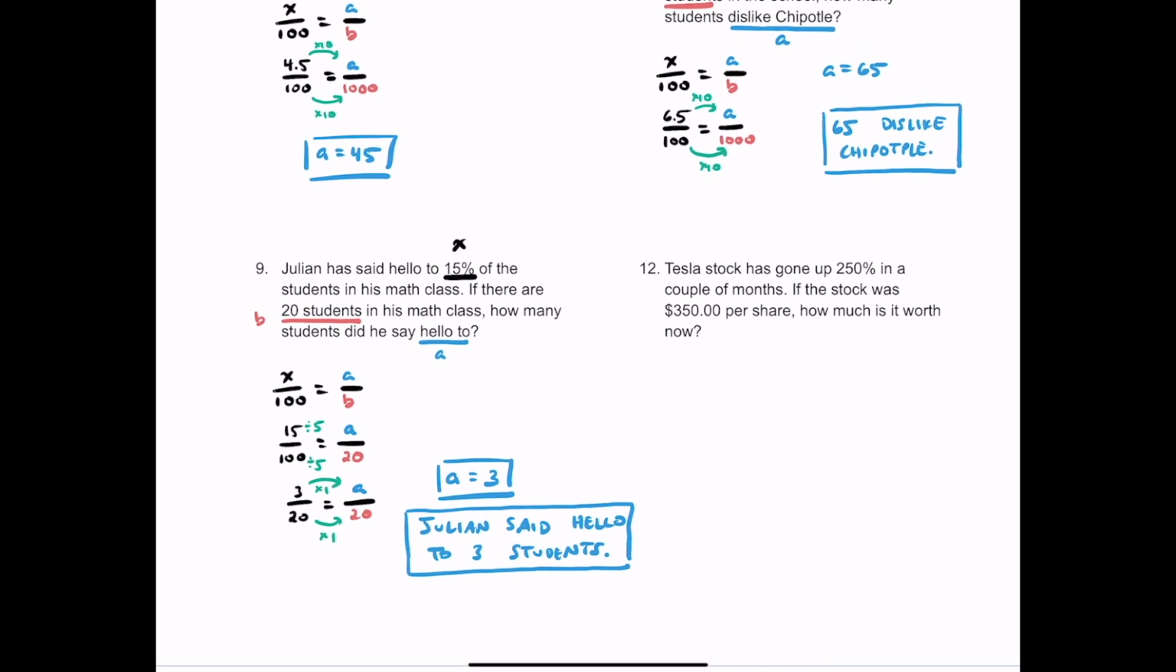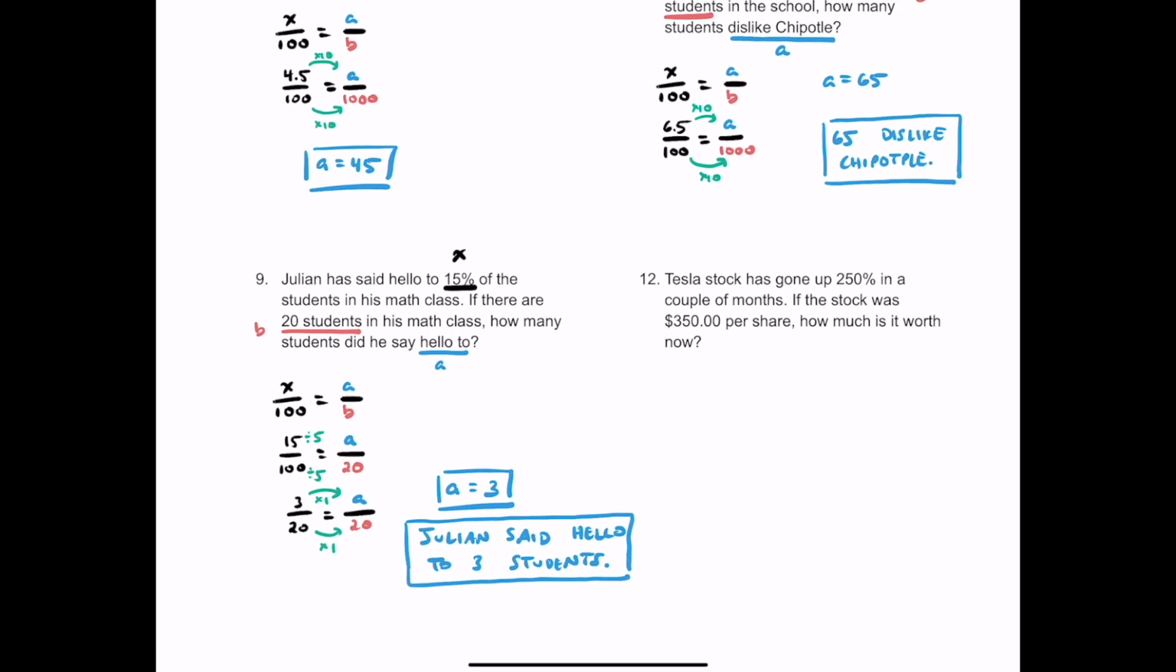Moving on to this last question in this part. Number 12, Tesla stock has gone up 250% in a couple of months. If the stock was $350 per share, how much is it worth now? So 250% in a couple of months, so X is going to be that value here. And it says if the stock was worth $350 per share, that's going to be in the past. And it says what's it going to be now? So this is going to be our whole.